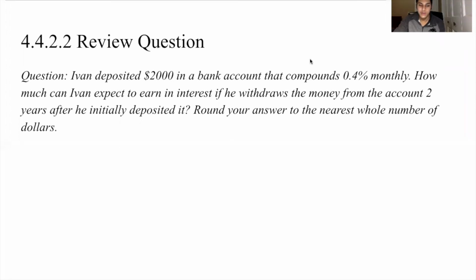So the correct answer to this question was $2,201. So the question says Ivan deposited $2,000 in a bank account that compounds 0.4% monthly. How much can Ivan expect to earn in interest if he withdraws the money from the account 2 years after he initially deposited it? Round your answer to the nearest whole number of dollars. And I just realized that I actually wrote the answer incorrectly because it says how much can Ivan expect to earn? And this is how much he'll have in his bank account. So if you're wondering, he can expect to earn $201 because it's 2,201 and he started with 2,000.